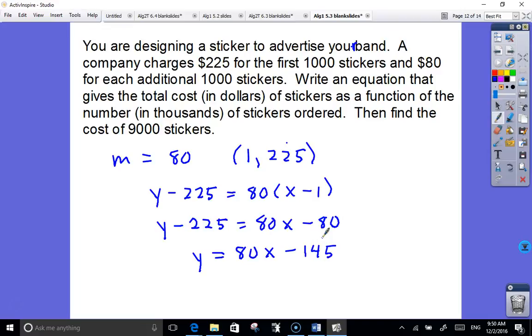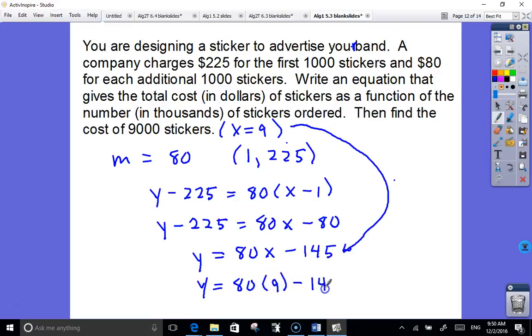So now find the cost of ordering 9,000 stickers. 9,000 stickers means the x equals 9. So how are you going to find it? They said they want the number in thousands. So we're going to plug in 9 there. Y equals 80 times 9 minus 145, and that's 575. So if you want 9,000 stickers, it's going to cost you $575.